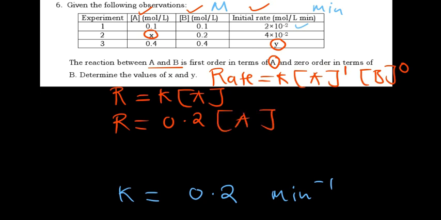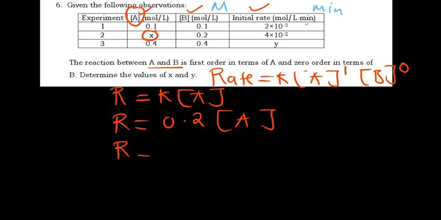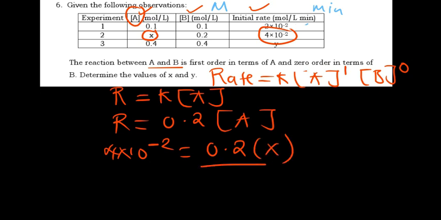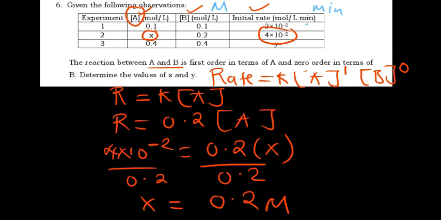So if you look at experiment 2, where they want us to find the value of x, you notice that x is representing the concentration of A. So R is equal to k[A]. R was given in that case to be 4 times 10 to the power negative 2, and then we're trying to find x, which is representing A. So divide both sides by 0.2. You notice that the value of x essentially becomes 0.2. Now, what is the unit? Molar concentration, or mole per liter if you want. So that's the value of x.